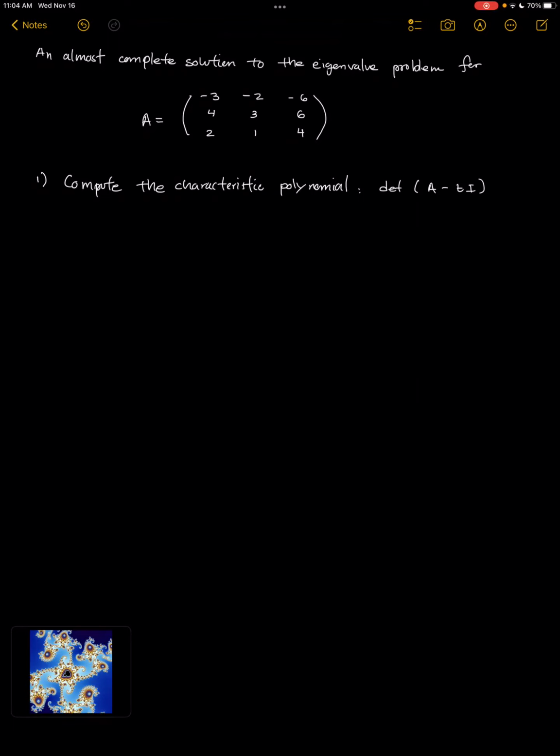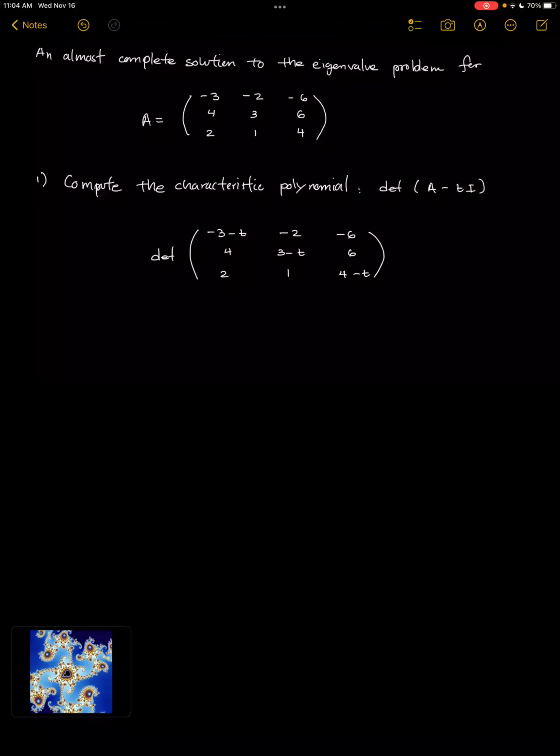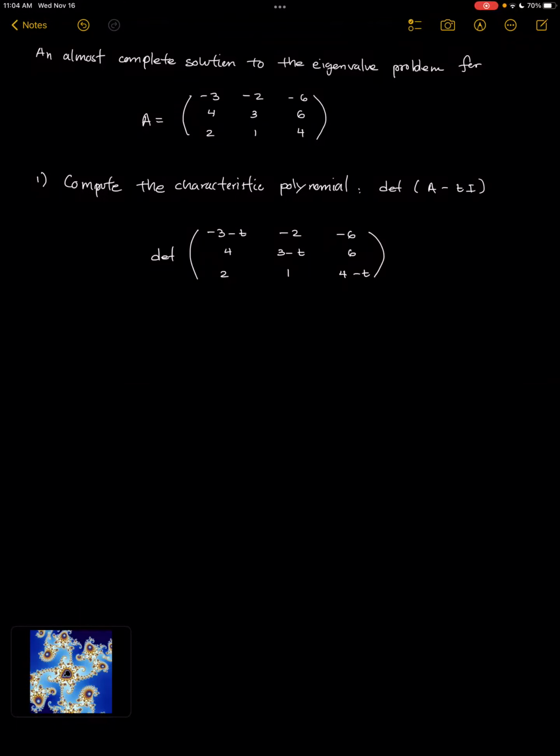So in this case, we want to find the determinant of the following matrix: negative 3 minus T, negative 2, negative 6; 4, 3 minus T, 6; 2, 1, 4 minus T. Now, I have shown you in my previous videos how to calculate the determinant using a row reduction process or using a cofactor expansion. For this case, I would like to show, at least to some level of detail, what is called the 3x3 trick.